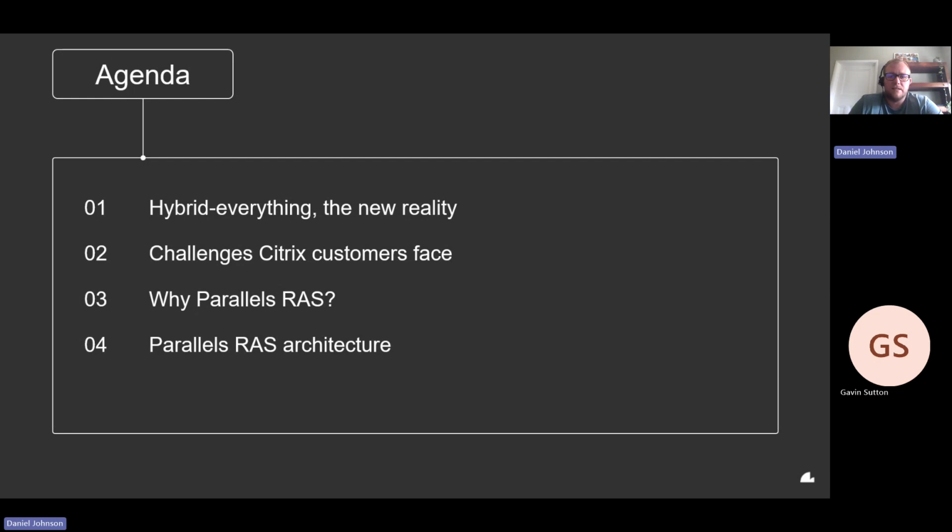Along with that, topping that with why Parallels RAS might be a viable alternative for you and your customers, and touching briefly on the Parallels RAS architecture, just to highlight some of the key points and features that we offer, and why we feel, and customers are feeling as they're moving, that Parallels RAS is genuinely a viable alternative to Citrix.